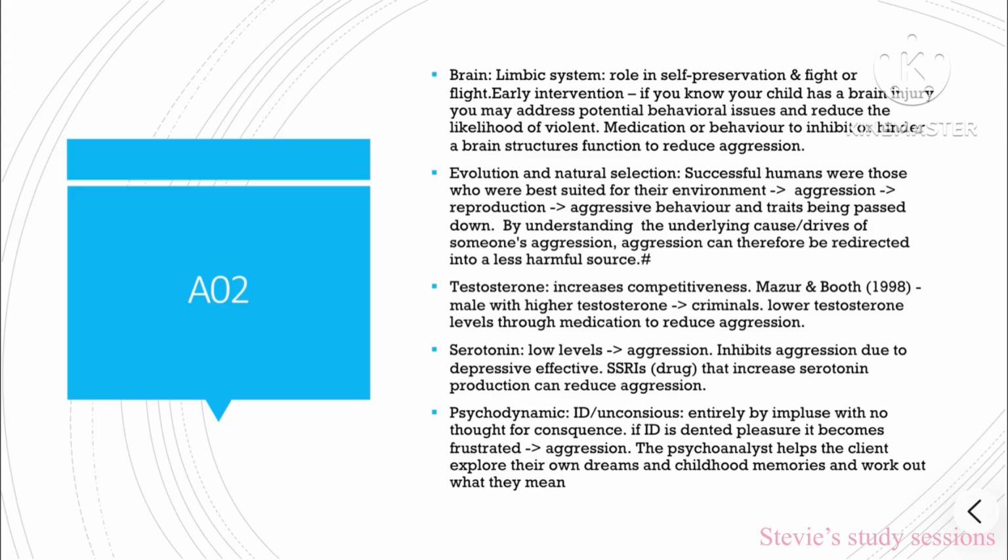Medication or behaviour to inhibit or hinder a brain structure's function can reduce aggression. Evolution and natural selection: successful humans were those best suited for their environment, and therefore they had to be aggressive to reproduce. Therefore, aggressive behaviour and traits were passed down. By understanding the underlying causes and drives of someone's aggression, it can be directed into a less harmful outlet. Testosterone increases competitiveness. Mosher and Booth, 1998, saw that males with high testosterone were more likely to be criminals. Serotonin: low levels of serotonin can lead to aggression.